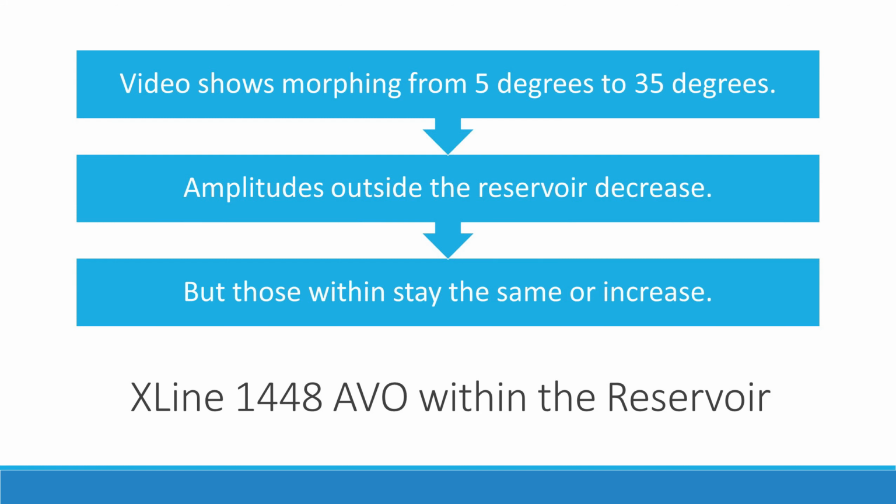First, we will look at crossline 1448 through the prospect, highlighting the amplitude variation with offset. We will morph from 5 degrees to 35 degrees. As we do, notice that whereas the amplitudes outside the prospect area decrease, the amplitudes inside either remain the same or increase.